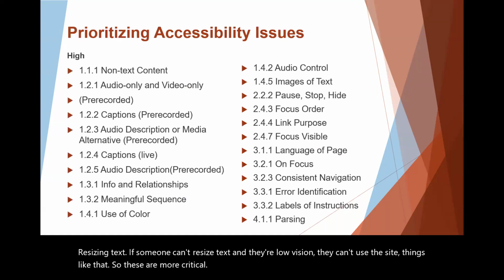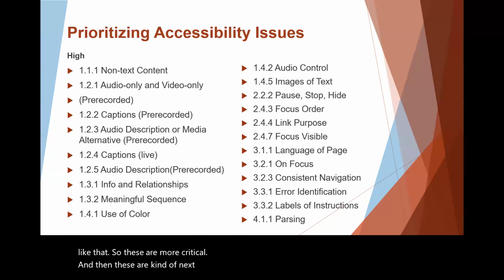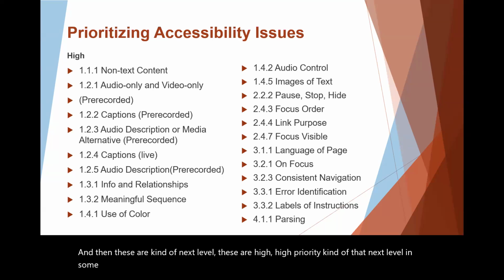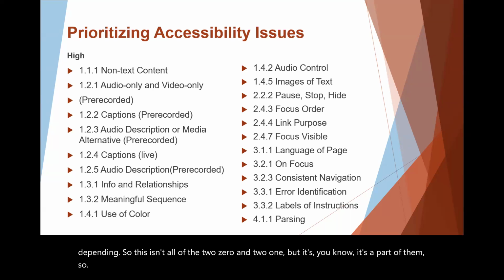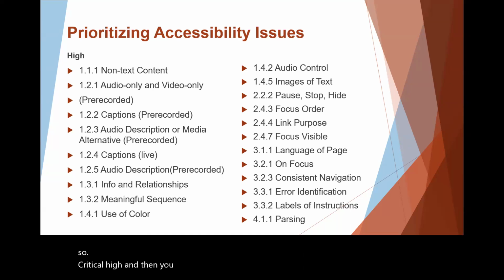And then these are kind of next level. These are high priority, that next level. In some cases, they could really hinder how people interact with the site, depending. So this isn't all of the 2.0 and 2.1, but it's a part of them. So critical, high, and then any that remain would be that next level.